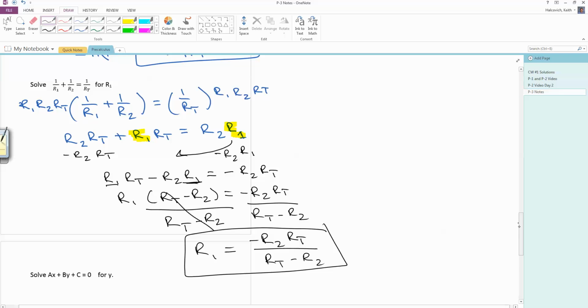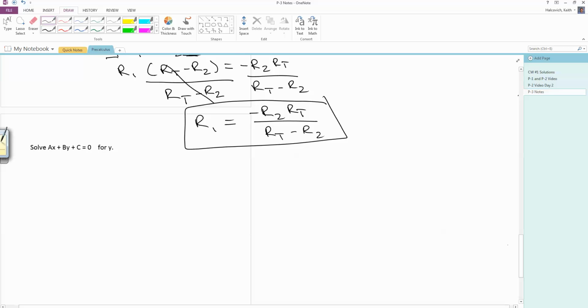All right, last question. It says to solve for y here. So remember, we want to isolate the y. So we get minus a times x here, and minus c. So we get by equals negative ax minus c. Then you divide by b. So you get y equals negative ax minus c divided by b.